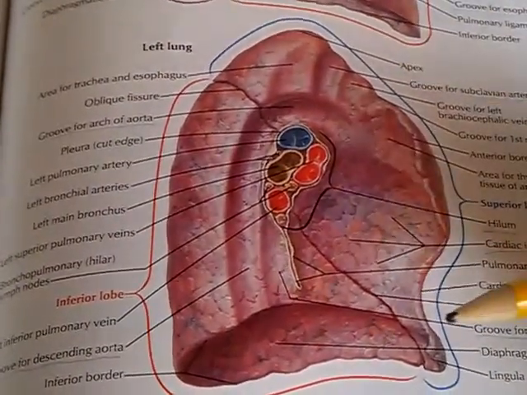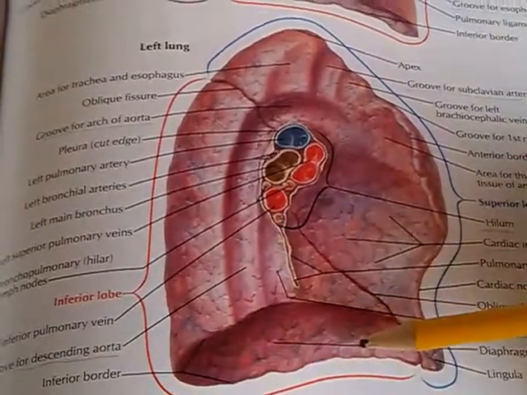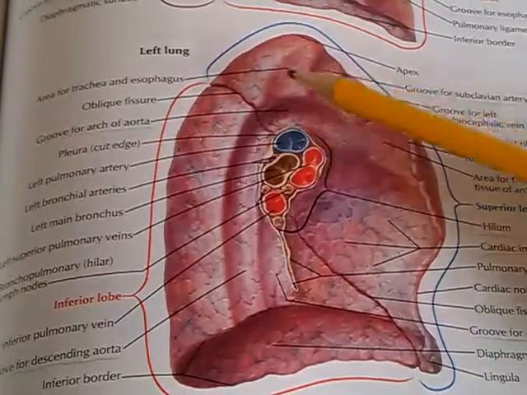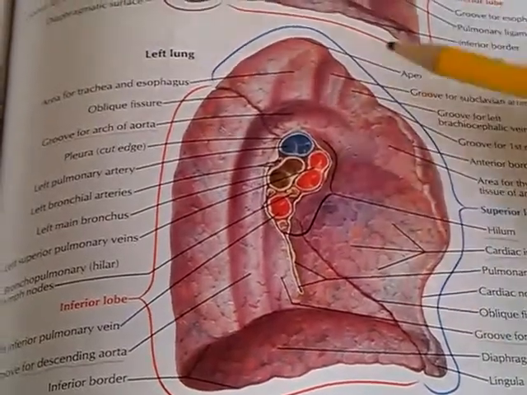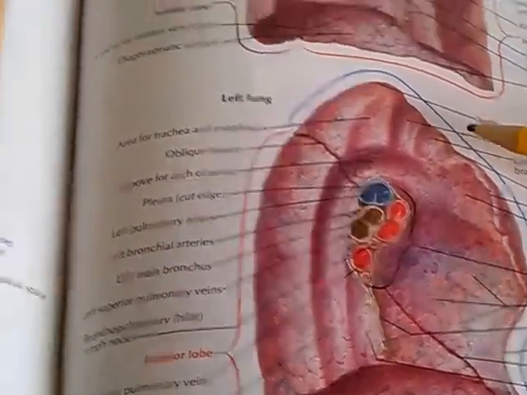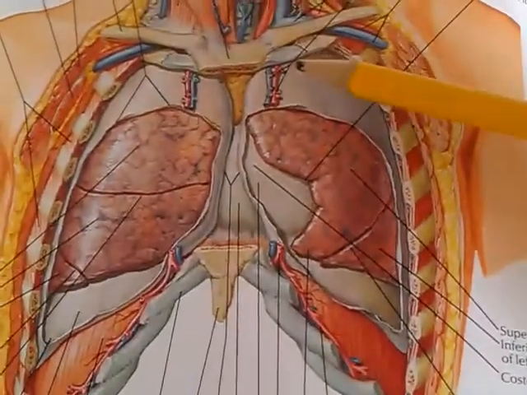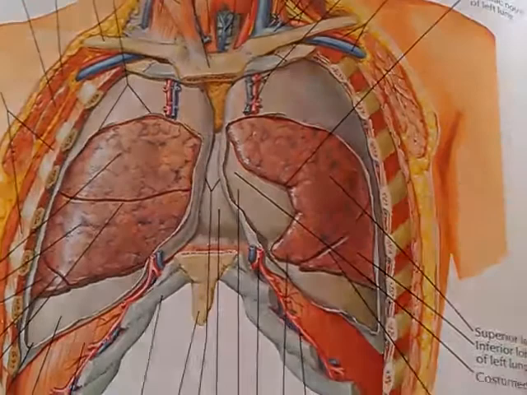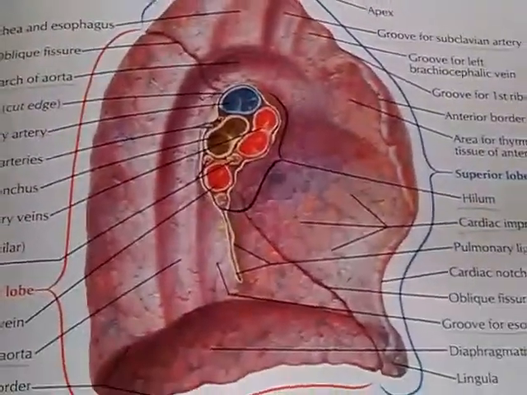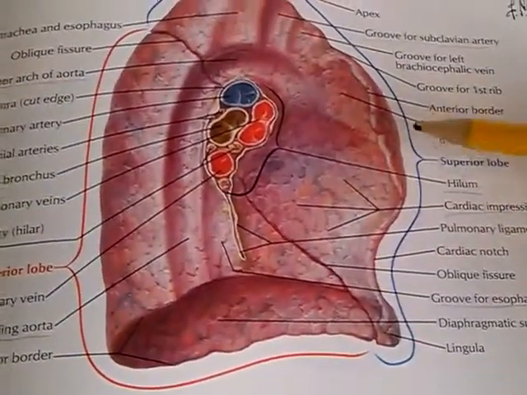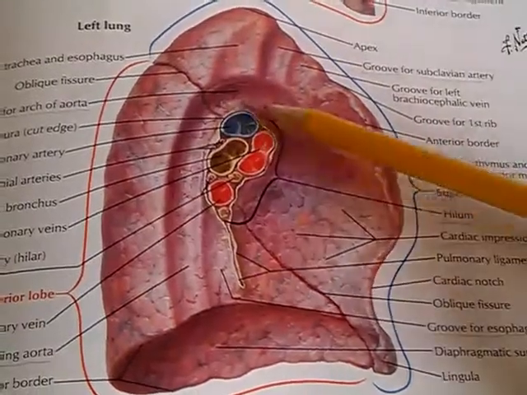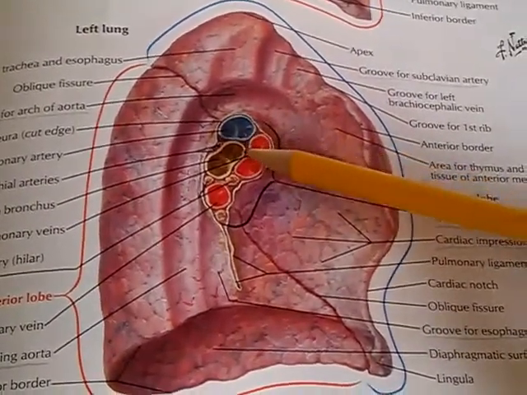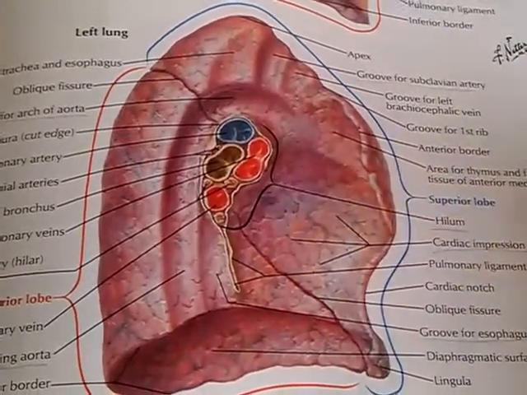It has three surfaces: diaphragmatic surface, medial or mediastinal surface, which is this one, and then costal surface on the opposite side. Here you see costal surface facing the costae or ribs. Now the mediastinal surface shows a pulmonary hilum. Here the bronchus and vessels enter and exit the lung.